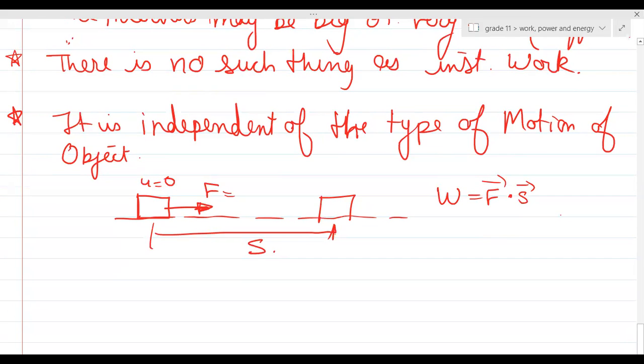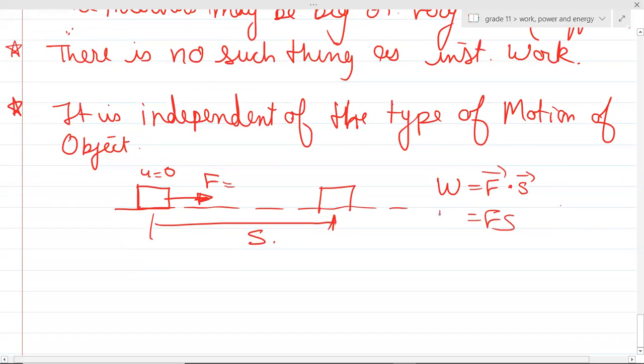Is this clear? Work done will be F into S, right? Here the angle will be 0 because there is nothing over there. So here in this case, guys, can you see the type of motion was what? A straight line motion.